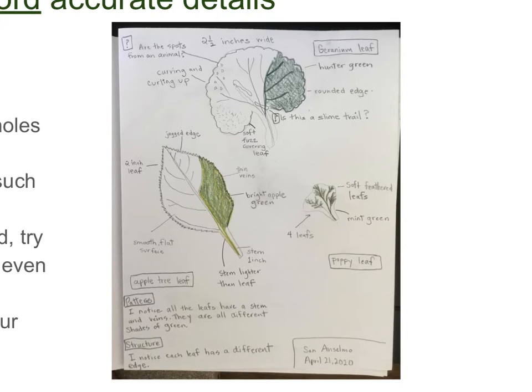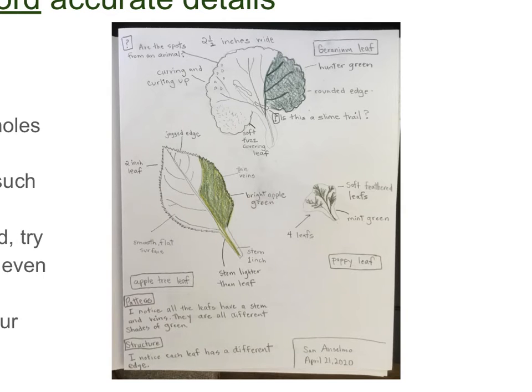Record the number of things, leaf holes or points or petals. So in my diagram, I labeled the poppy leaf, I noticed it had 4 leaves. I also noticed the apple tree leaf was about 2 inches long and 2 inches wide, and the stem was 1 inch long.